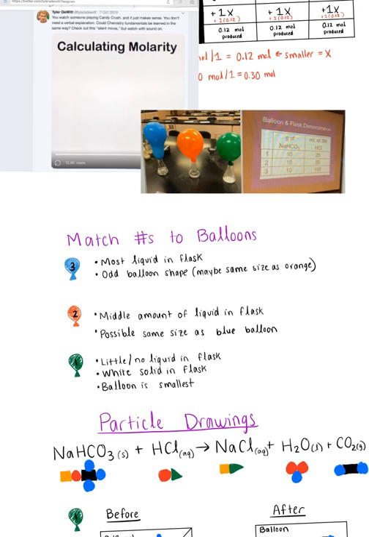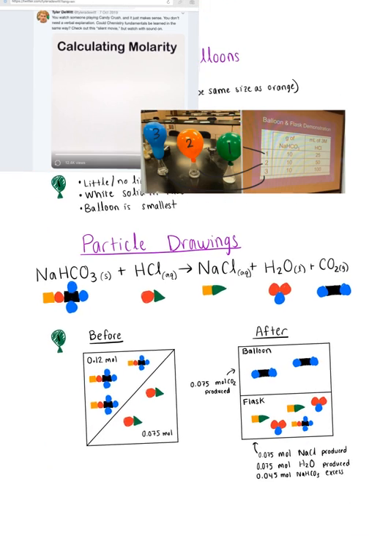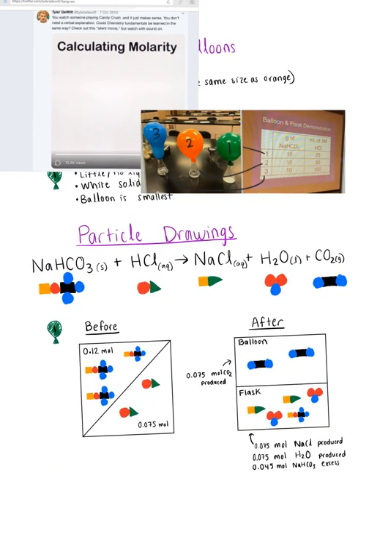So that's how I got the numbers for 1, 2, and 3. So really this is my 1, flask 2, flask 3, if I'm matching the numbers. Now the last step is particle drawings. Some of us really struggled with this. I know it's been a while since we did particle drawings first semester. Do they have to be as detailed as mine? No, most of them were not, but I'm trying to make a point here.